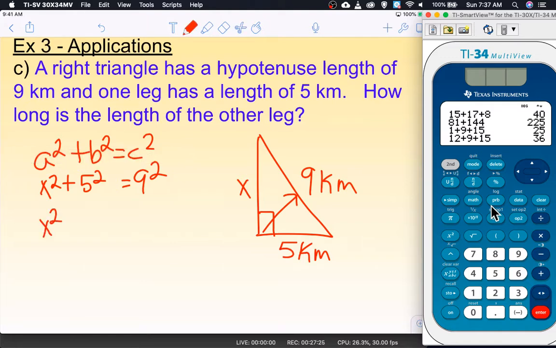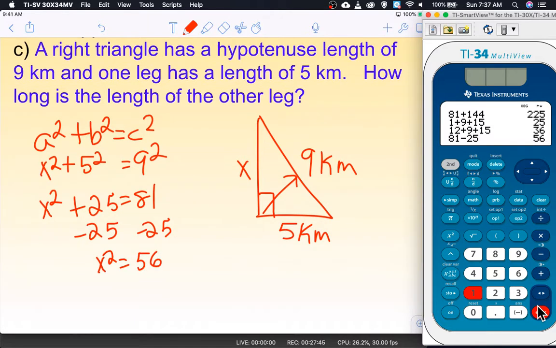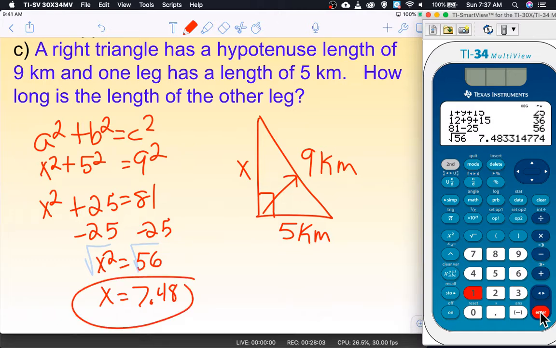So x squared, now I'm just solving, equals 81, minus 25 on both sides. x squared equals 81 minus 25. It's too early in the morning to do the math in my head. 56. Okay, I know that that's not a perfect square. I know when I square root both sides here, and I get just plain old x equals, that this is not going to come out to a nice pretty answer, and that's okay. 7.48, and when I put it back in my picture to look at it, everything looks okay.